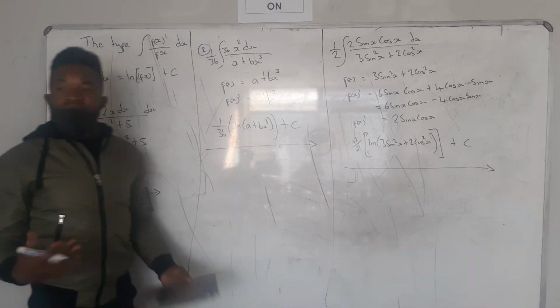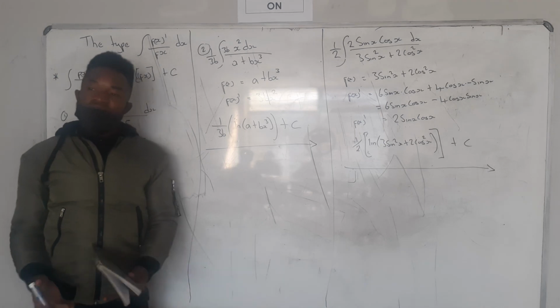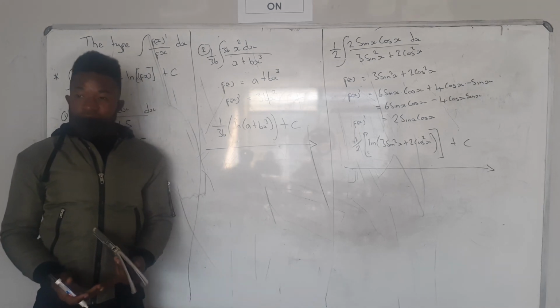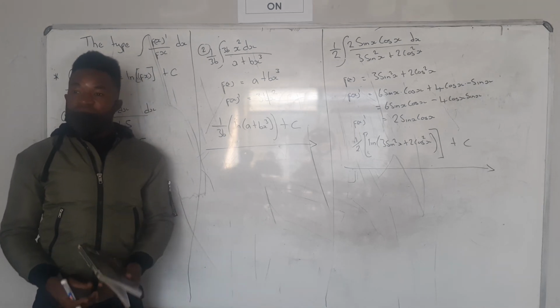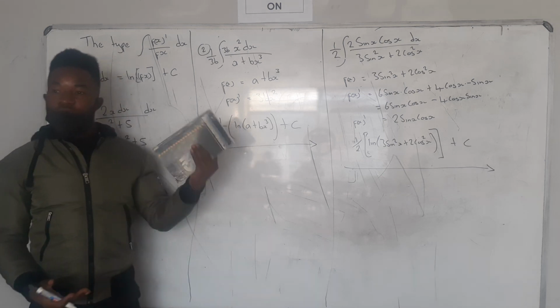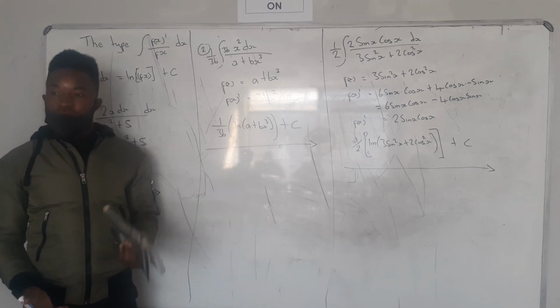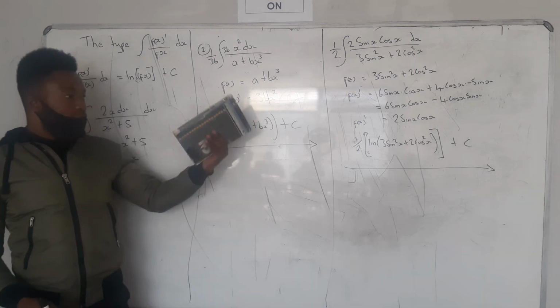Alright, okay. So the main thing that you have to do, same thing with type 1 and type 2, you have to identify your f at x first. You have your f at x, you're going to derive. After deriving, you have to correct, and then you apply the formula. Simple as that. You can copy this.